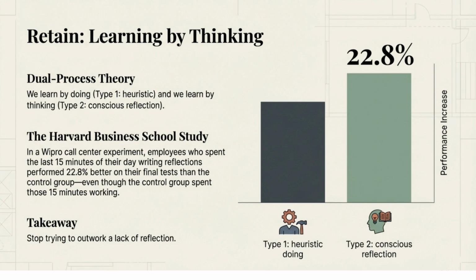Dual process theory shows we learn through heuristic doing, type 1, and conscious reflection, type 2. A Harvard Business School study showed employees who reflected for 15 minutes performed 22.8% better. Stop trying to outwork a lack of reflection.